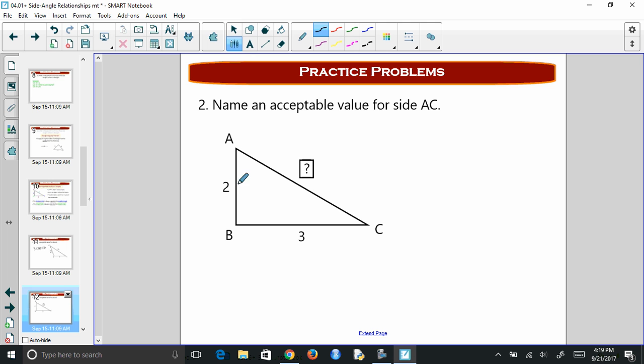Now if we take a look at this, it looks like it's obviously the biggest side. So it has to be bigger than 3. This is AC. But the largest it could be, if these were all straight out, the largest it could possibly be is 5. So we know that it's somewhere between 3 and 5.